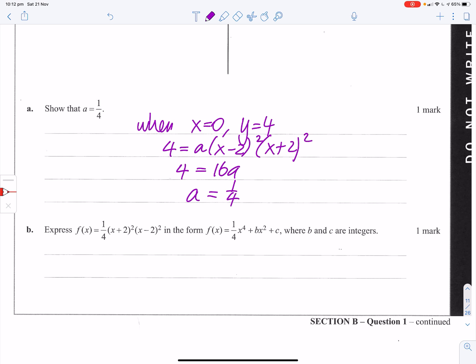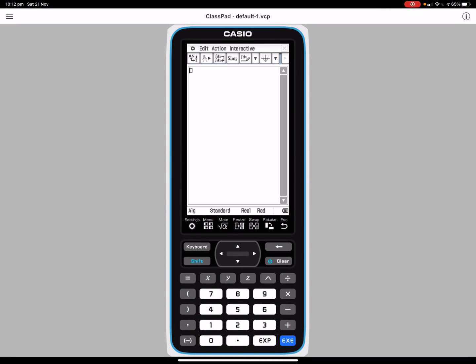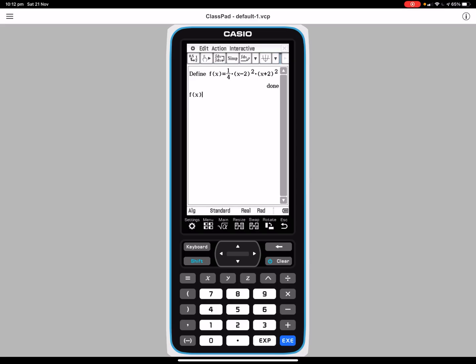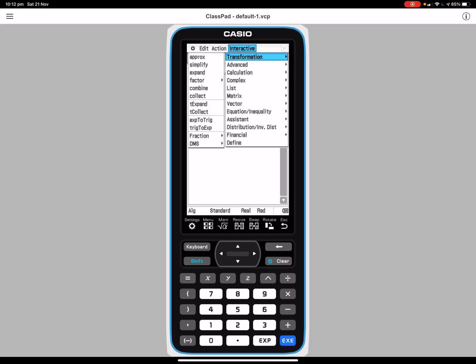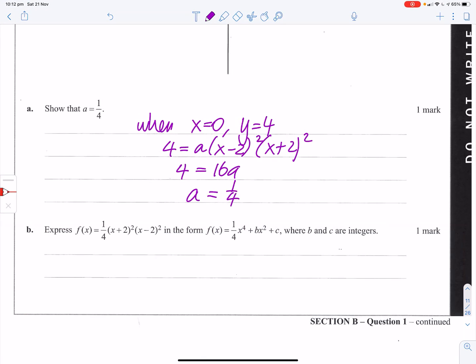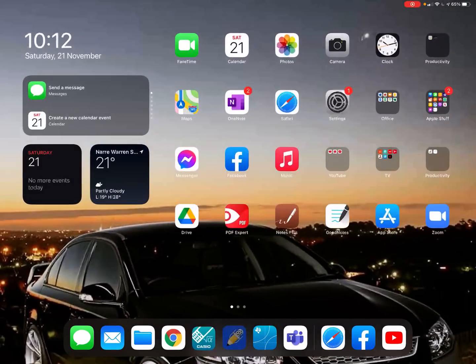F of x in that form, so it's just been expanded. So let's say 1/4 x minus 2 squared, x plus 2 squared. Now, because I haven't had reading time, I don't know whether it's worthwhile defining it or not, but if we expand it, x to the power of 4 and 4, was minus 2x squared, I think, and plus 4.